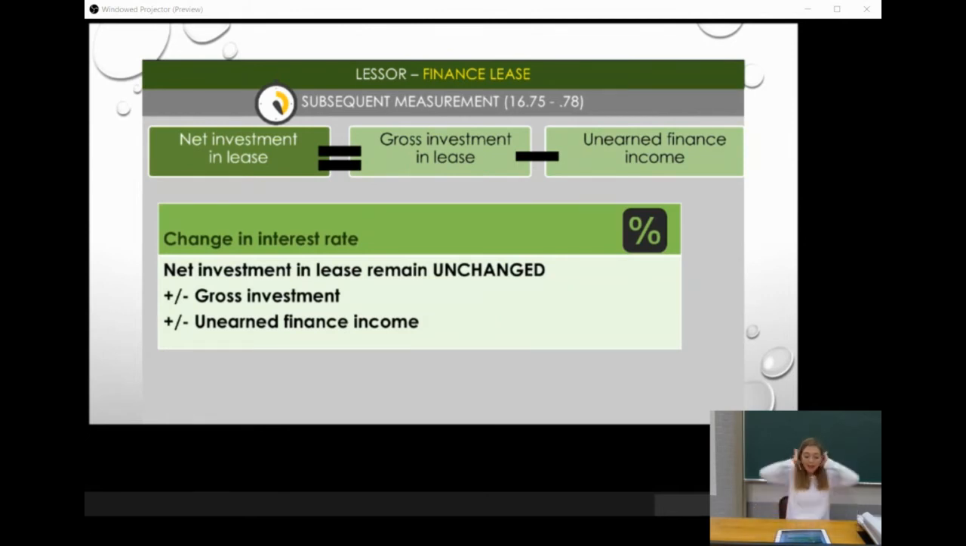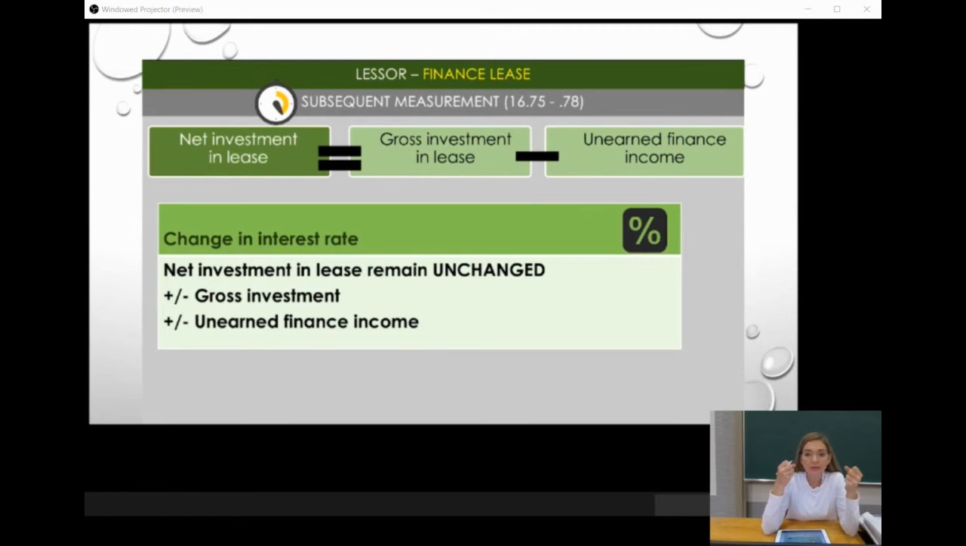Good. Now, what happens when we have a change in the interest rate? So remember yesterday when we spoke about the lessee, we said, what would happen if my interest rate implicit in the contract, so the return on investment that the lessor wants to get from this asset, is linked to a floating interest rate? What will happen if that's the case?